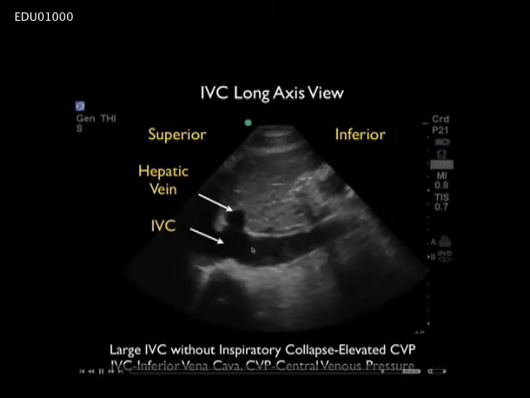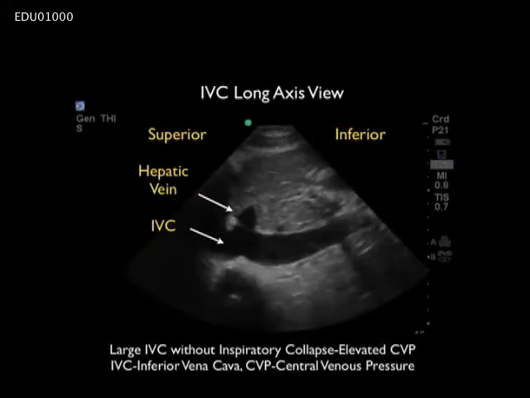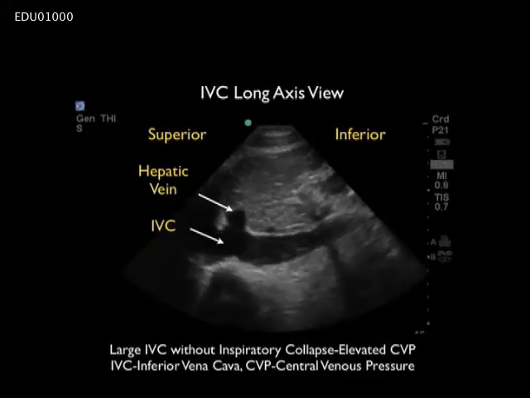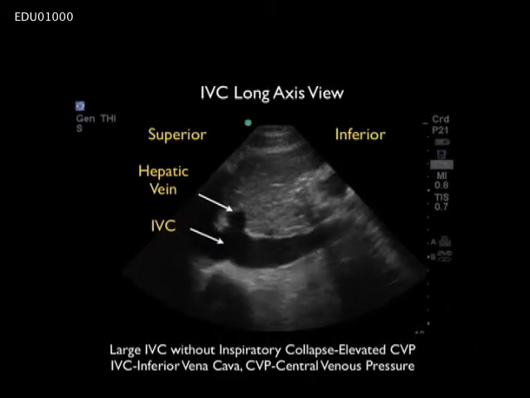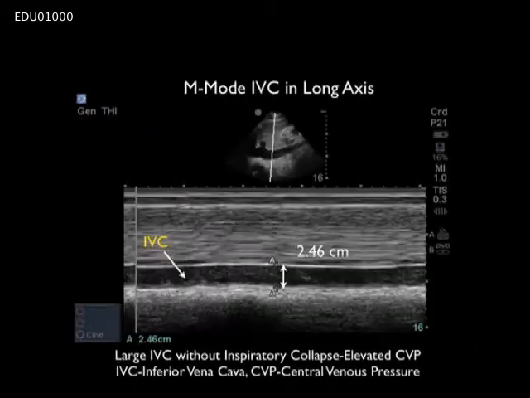Recall that we want to measure the IVC just inferior to that point where the hepatic vein enters into the vessel. Here we see very little inspiratory collapse of the IVC, as well as a plethoric or dilated IVC that indicates a high CVP greater than 10 centimeters of water.